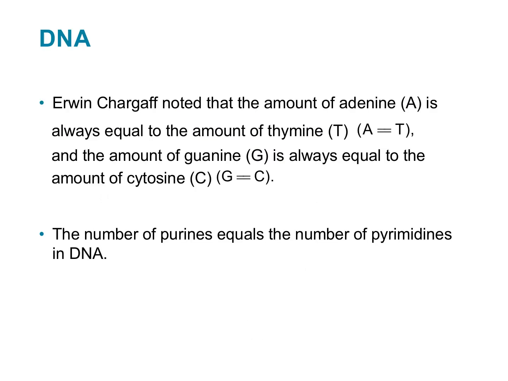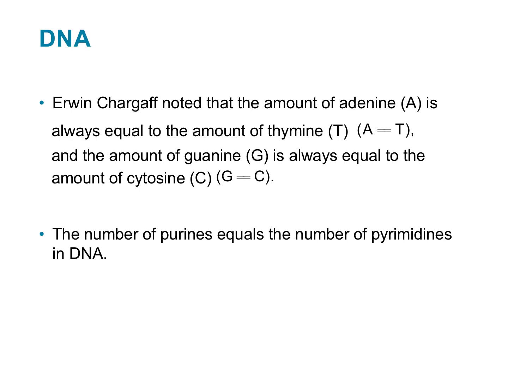Now, a few historical notes here. Erwin Chargaff noted that the amount of adenine is always equal to the amount of thymine in a DNA sample, and then the amount of guanine is always equal to the amount of cytosine in a DNA sample. And so what we know from this is that the number of purines equal the number of pyrimidines in DNA. Okay, so he analyzed a lot of the nucleuses to figure this out.